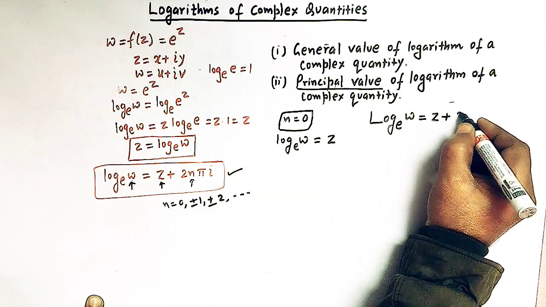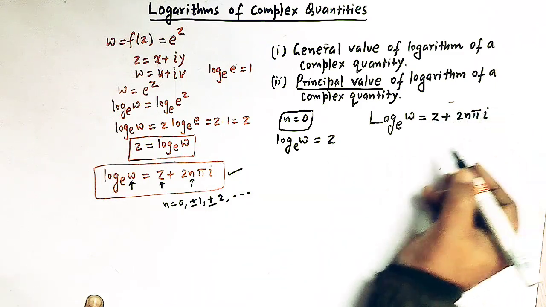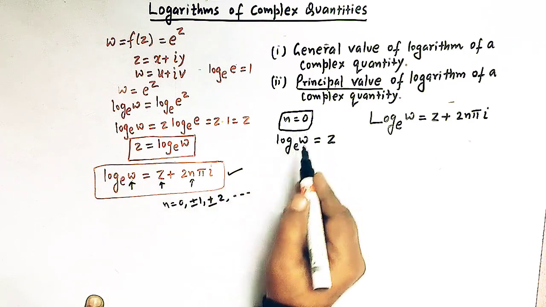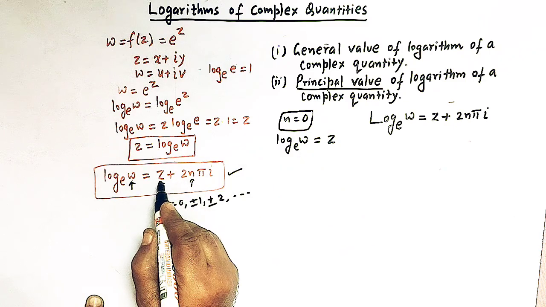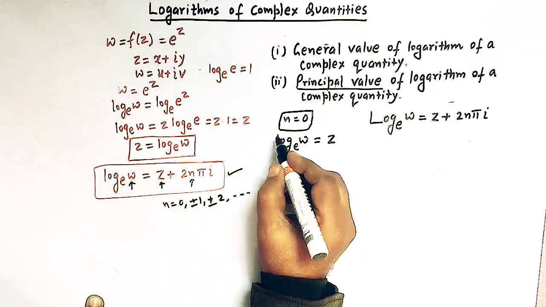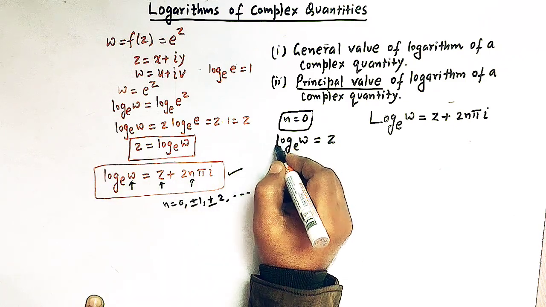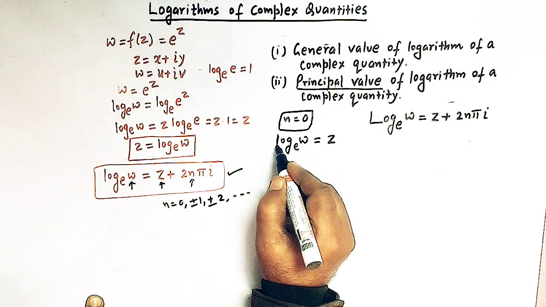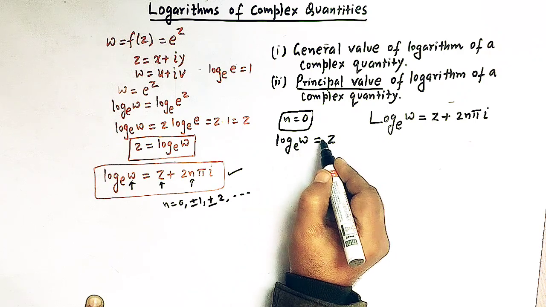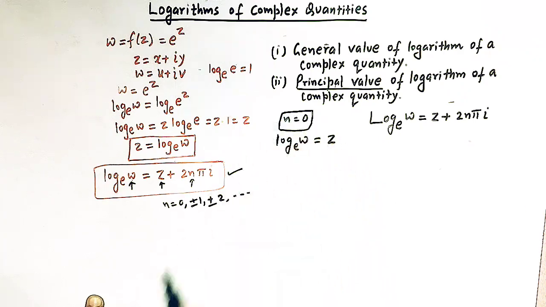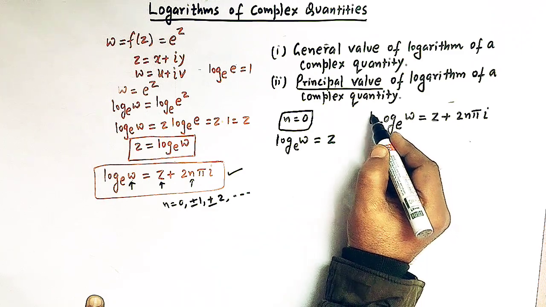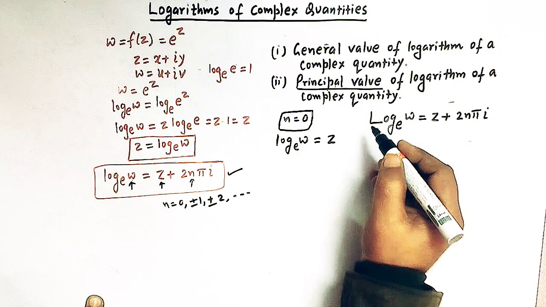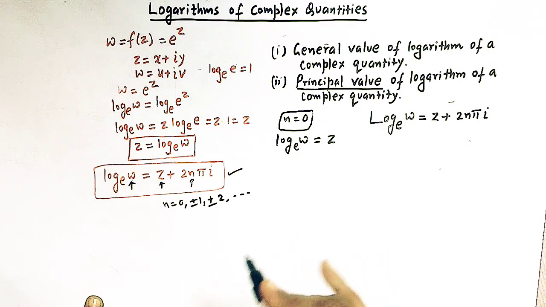z plus 2n pi i, right? And we have just seen that when n is equal to 0, then this z is equal to log of w. And here it is important to note that we have the small l, right? So when we use the small l in defining the logarithm, then the logarithm is known as the principal value, right? And when we take the capital L in defining the logarithm, then this capital L signifies the general value, right?